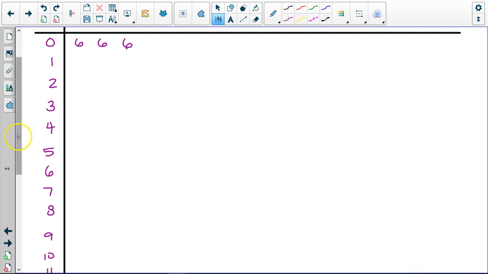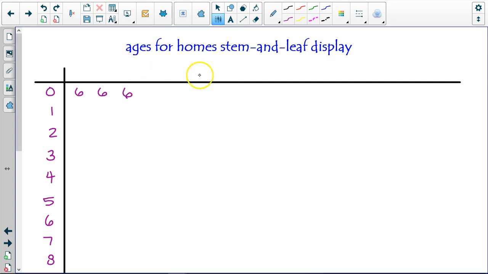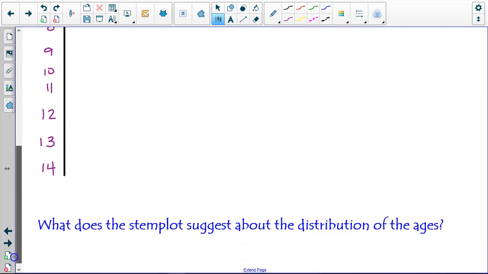All right, you should have put a title up here, right? Ages for homes, and then in years in parentheses maybe. And then you should have also made a key. So the 14 with the line 4 is equal to 144 years.